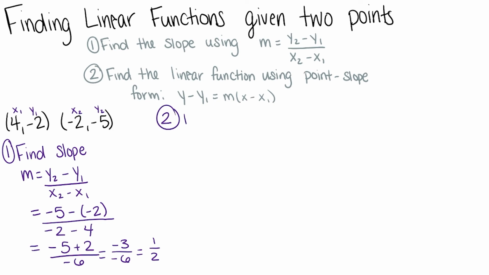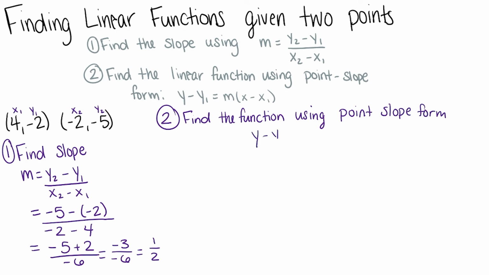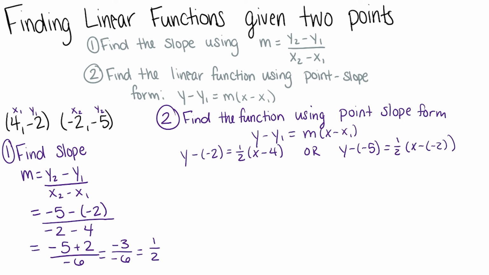So now let's use this to find our function. Point slope form is y minus y1 equals m times x minus x1. So we'll have y minus negative 2 equals 1/2 times x minus 4, or y minus negative 5 equals 1/2 x minus negative 2. Starting with our left side, we have y minus a negative will be plus, y plus 2 equals 1/2 times x minus 4. We'll distribute our 1/2 to both our x and our negative 4.